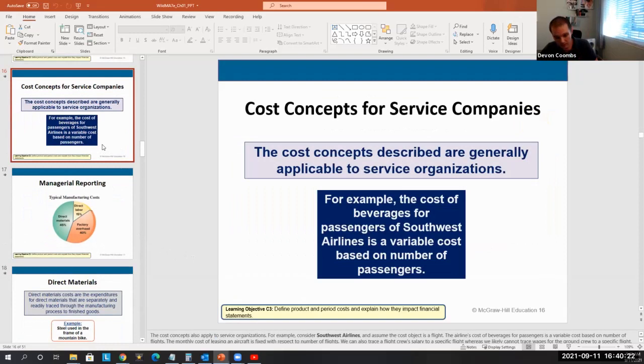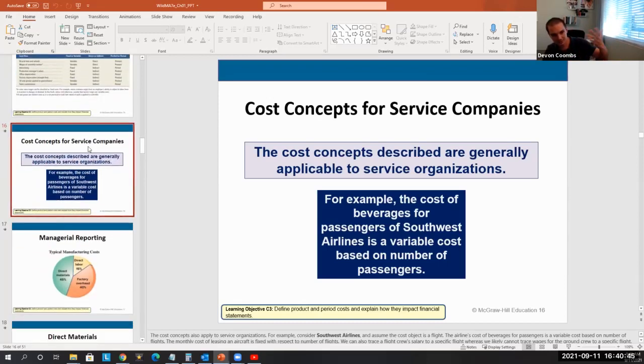So let's talk about service companies. I think these are very valuable. Like if you become an accountant, you would be in a service company. So I work for service companies: an audit company, a tax company, a consulting company. All of those are service-based companies. And so the cost concepts described are generally applicable. What we're talking about here, you can apply to service organizations as well. And you can build out your product cost as your employee costs.